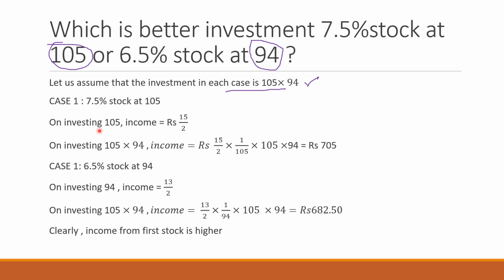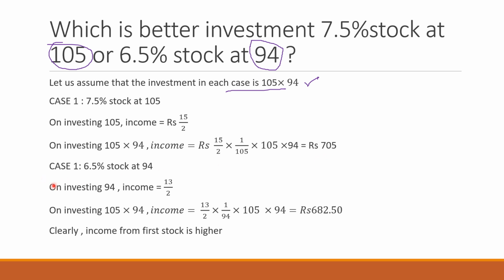So on investing 105, your income is 7.5 upon 10. So that will give you 15 upon 2. है ना? So on investing 105, income is 15 upon 2. On investing 105 multiplied by 94, your income is 15 upon 2 into 105 into 94. Okay, your income is 705.